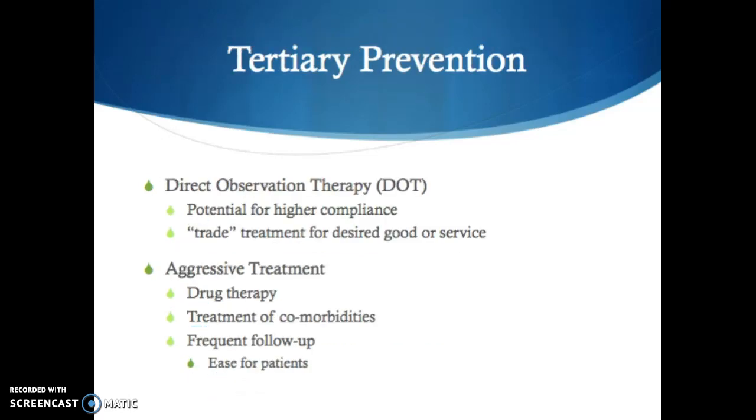Tertiary prevention, we focus on direct observation therapy, essentially trading treatment for a desired good or service. So we enroll them in a program that either gives them housing, gives them food, gives them some sort of transport or some sort of service they need, and in return we make sure that they're complying directly as we observe them with their treatment to ensure that they can have that aggressive treatment therapy, get the drug therapy, treat their comorbidities, and treat it as best as possible so they can have the best outcome and we can prevent the spread.